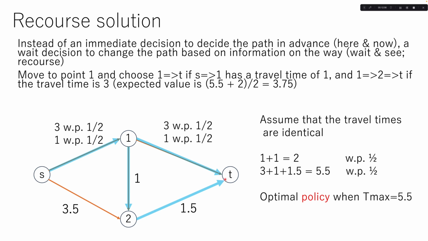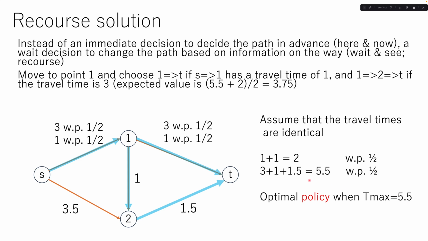Assuming the travel time on the highway follows the same distribution, the expected travel time is 3.75 hours with a half chance of arriving 30 minutes late. This is the optimal policy for a maximum travel time of 5.5 hours.